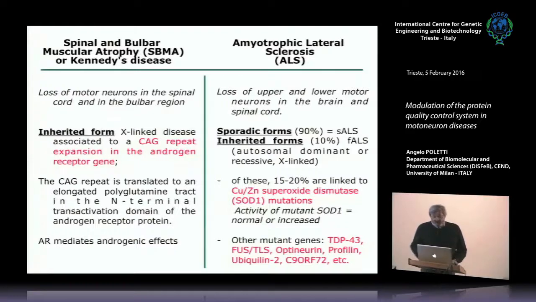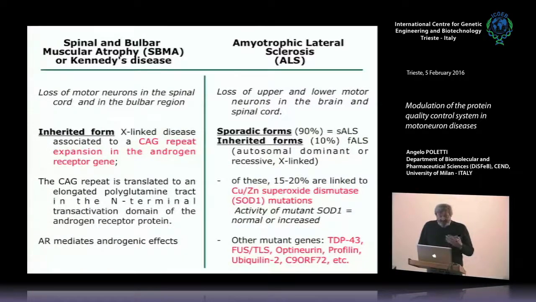And we work also on ALS. There are sporadic and inherited forms. The vast majority are sporadic cases. But the inherited forms are very interesting. There are mutations in SOD1, the superoxide dismutase gene that codes for an enzyme. This was historically the first one that was identified. But it accounts for only 15 to 20% of the inherited cases, which are themselves a small fraction of all cases, so it's really rare.